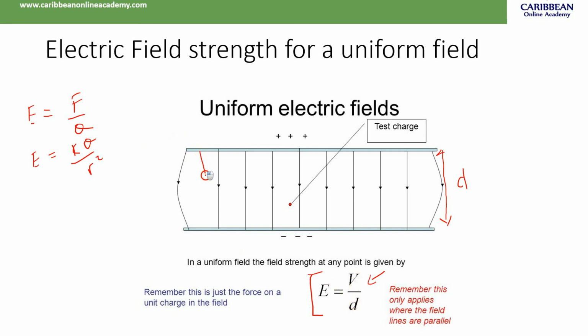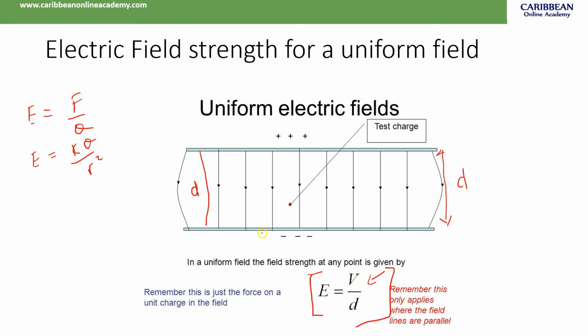So these two plates have some type of distance of separation, right? Normally that is given to you in the question. Now, we want to see how we were able to derive this equation that says the electric field strength for a uniform parallel plate is equal to V upon D.